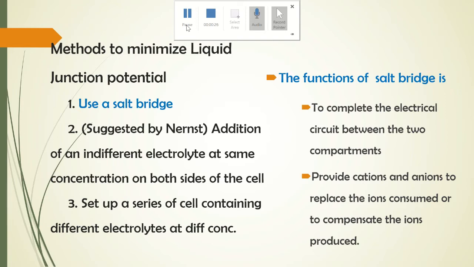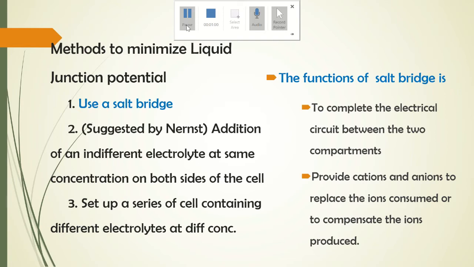What is the theory behind that salt bridge? The large amount of ions present in the salt, especially KCl, will carry almost all the current which is produced across the junction or the boundary. This is applicable only if the electrolyte on both sides is the same. If these ions are the same, the two ions will have almost the same conductance, and then the liquid junction potential will be minimal.